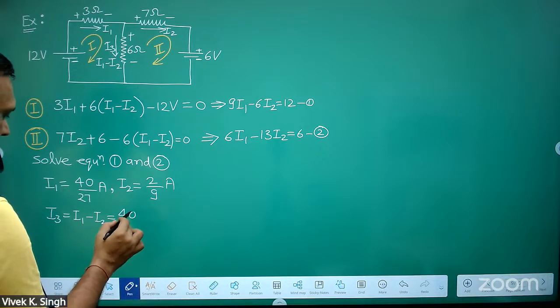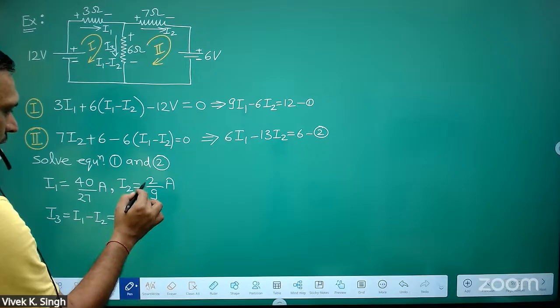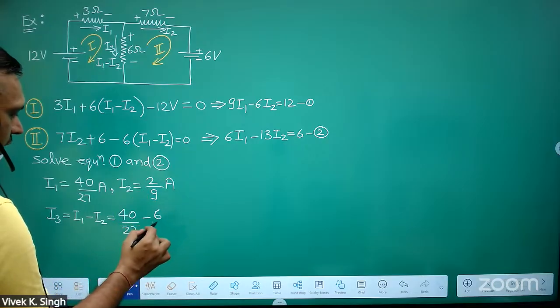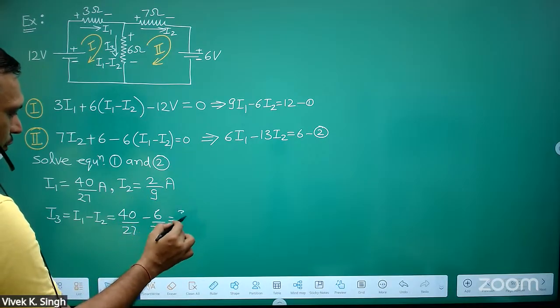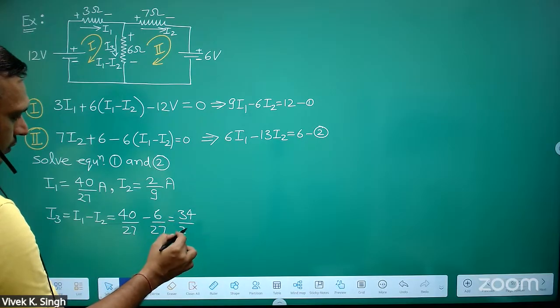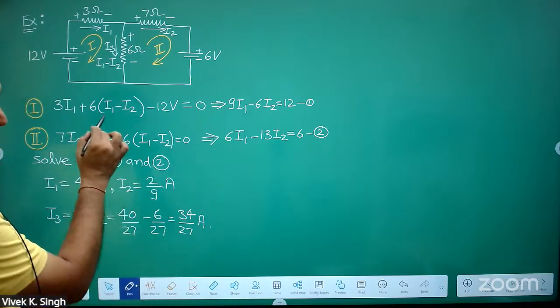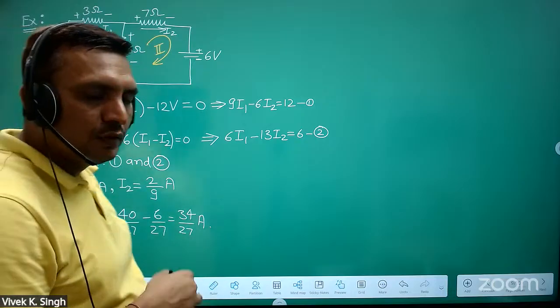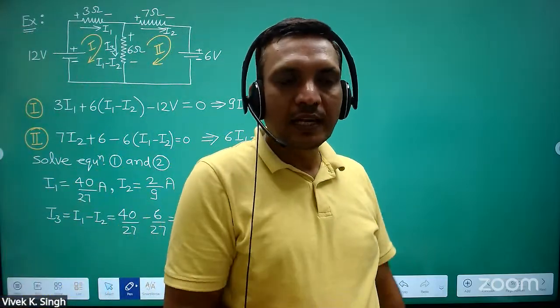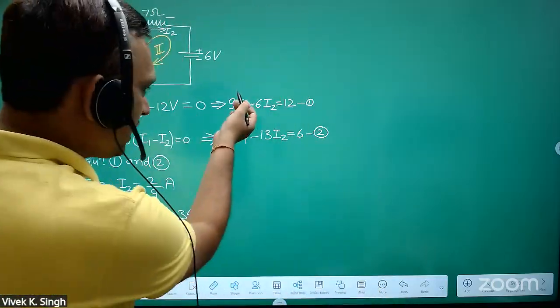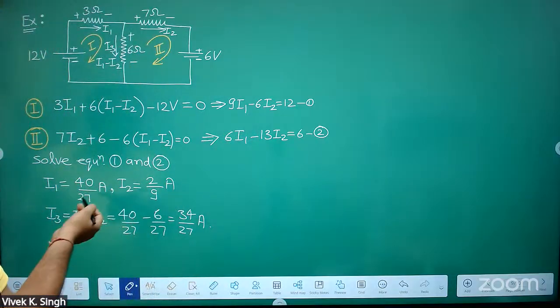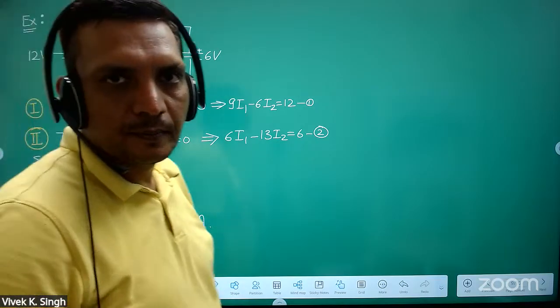34 by 27, so you should multiply it by 3. Focus on the concept: how to apply KVL, what the polarity will be. Calculation you have to do. That's why I have just written these two equations. You should verify whether it is correct or not. If it is not correct, then let me know.